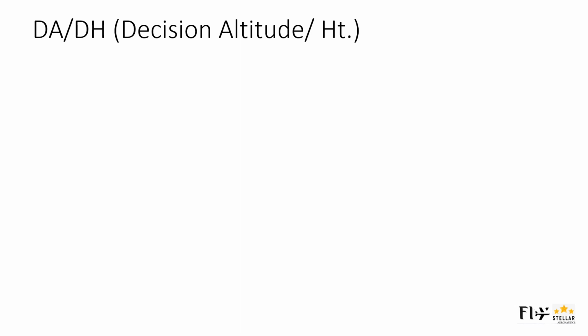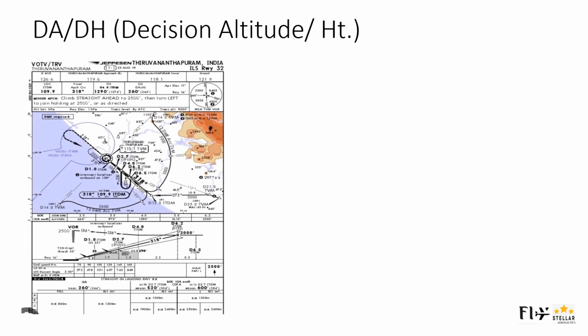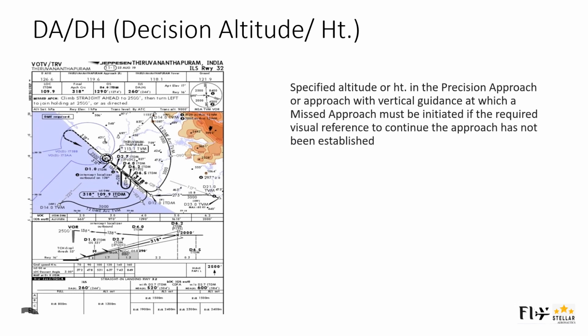Last is DA/DH, that is decision altitude or height. It is the specified altitude or height in the precision approach or approach with vertical guidance at which a missed approach must be initiated if the required visual reference to continue the approach has not been established.